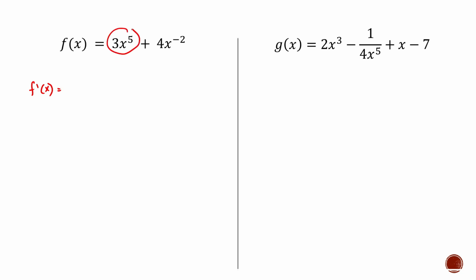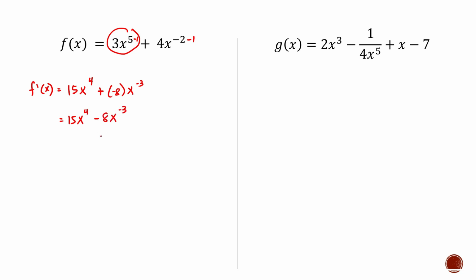For the first term, we multiply the exponent 5 by the coefficient 3. So that's 15. And then x, subtract 1 from 5, that's going to give us 4. So plus the derivative of 4x raised to negative 2. Negative 2 times 4 is negative 8. And then x, subtract 1 from negative 2, negative 2 minus 1 is negative 3. So now we have 15x raised to 4 minus 8x raised to negative 3.